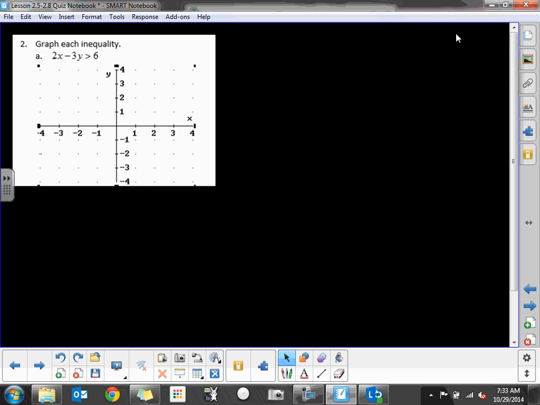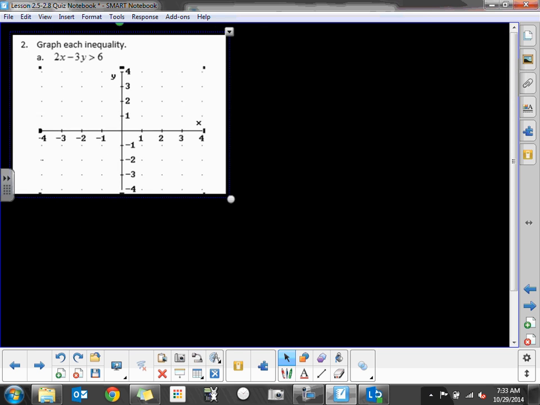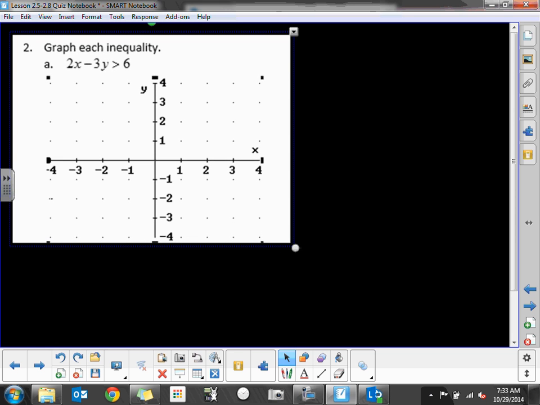Question number 2A is graphing an inequality. The inequality that we're graphing in this one is a linear inequality. I think we need to do a little better job of recognizing what type of inequality we're given. This is linear. There's no absolute value, there's no squared, there's no greatest integer function. Each of these is raised to the first power, and there's no multiplication or division of variables.